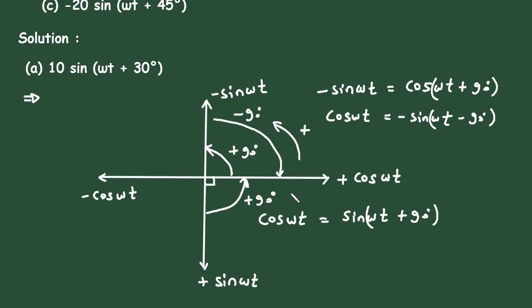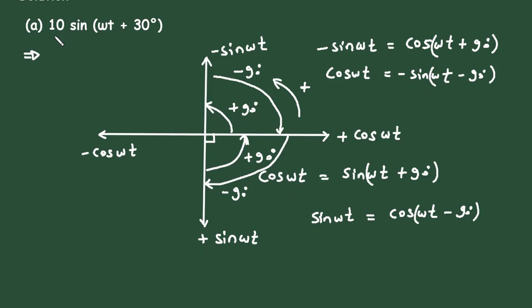Then again if we are moving from here to here in this direction, in the opposite direction, the angle will be added minus 90 degree. So the formula will be sin omega t is equal to cos omega t minus 90 degree. So this is how we can remember the formulas.